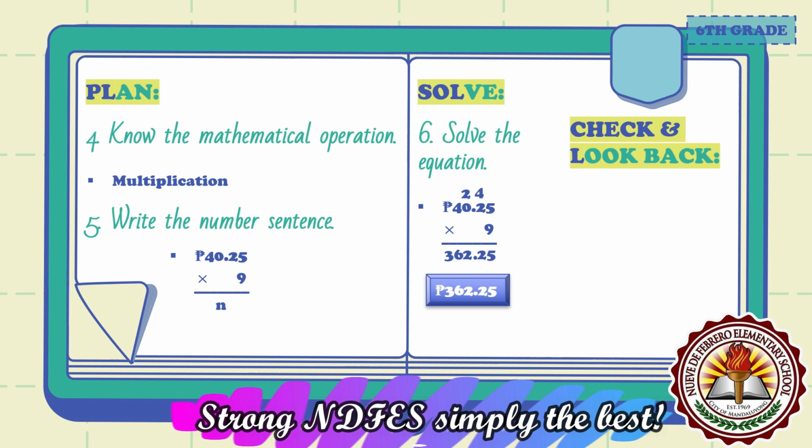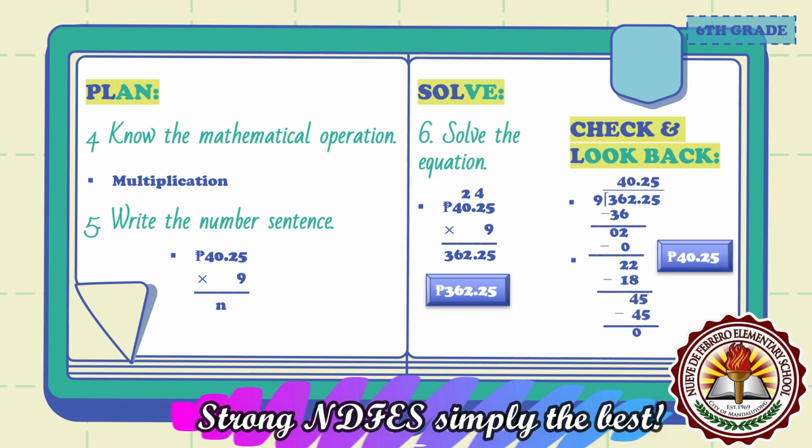If you get the amount of each notebook, our answer is correct. Now let's do it. Divide the amount paid for the notebooks by the total number of notebooks. So we have 362 pesos and 25 centavos divided by 9. Our answer is 40 pesos and 25 centavos.